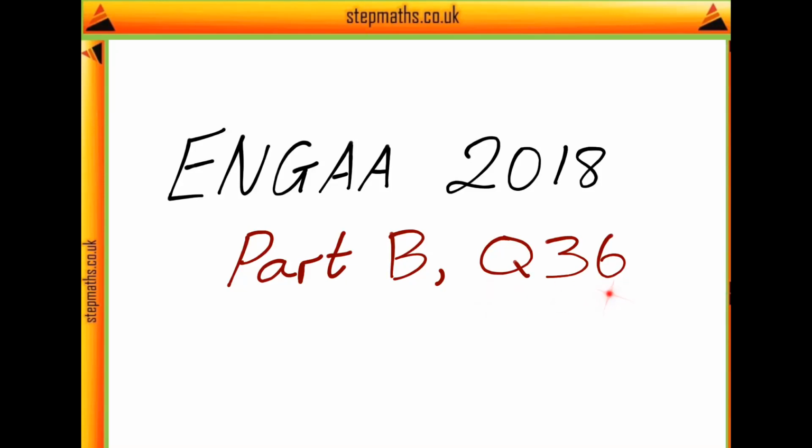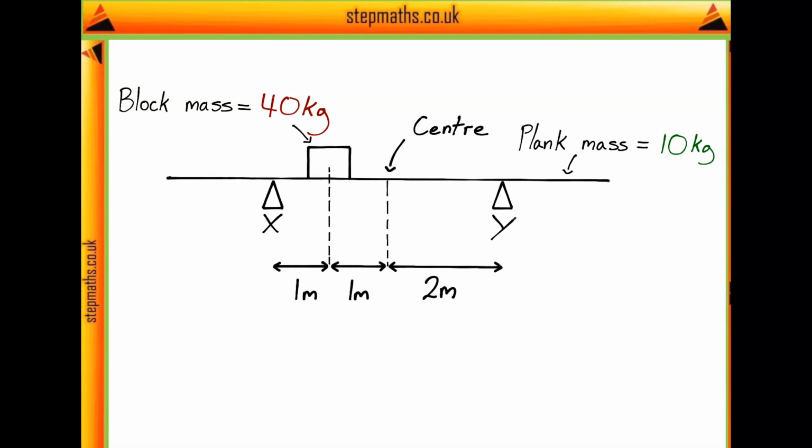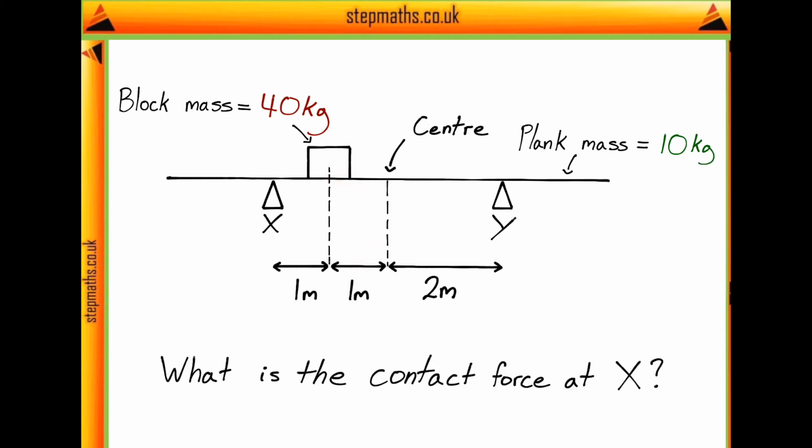Here we're going to be looking at question 36 of the ENGAA 2018 paper. In this question we're given the following scenario. We have a plank of mass 10 kilograms resting on two supports X and Y. On the plank, 1 metre from its centre, we have a block of mass 40 kilograms. The question asks, what is the contact force at X?